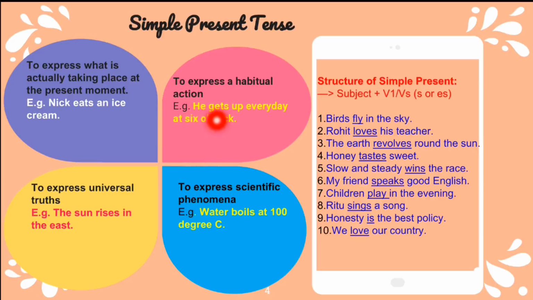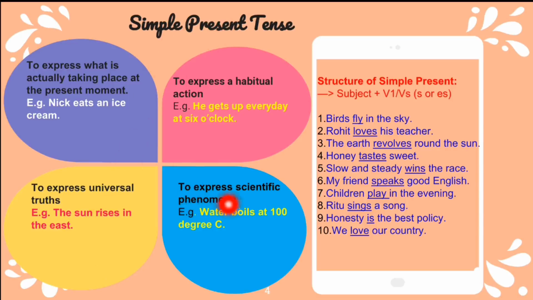Now the last one is to express scientific phenomena. If you want to express a scientific truth or a scientific phenomenon, you have to use simple present tense. For example, water boils at 100 degrees Celsius. It's a scientific fact. Even historical facts, we use simple present tense based on the sentence. So for facts, scientific facts, universal truths, the action at the present moment, and habitual actions, we have to use simple present tense. Now let's see the structure: subject plus V1 or VS form of the verb, then the remaining things in the sentence.